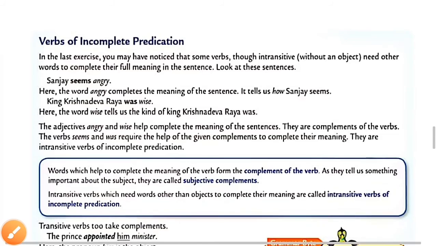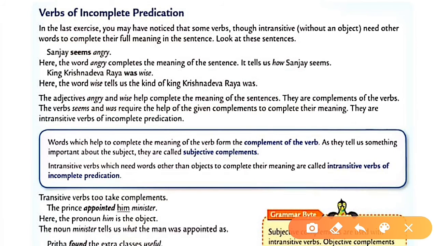Move to the next topic, verbs of incomplete predication. In the last exercise, you may have noticed that some verbs, though intransitive without an object, need other words to complete their meaning in the sentence. Look at this sentence: "Sanjay seems angry." There is no object, right? The word angry completes the meaning of the sentence; it tells us how Sanjay seems.